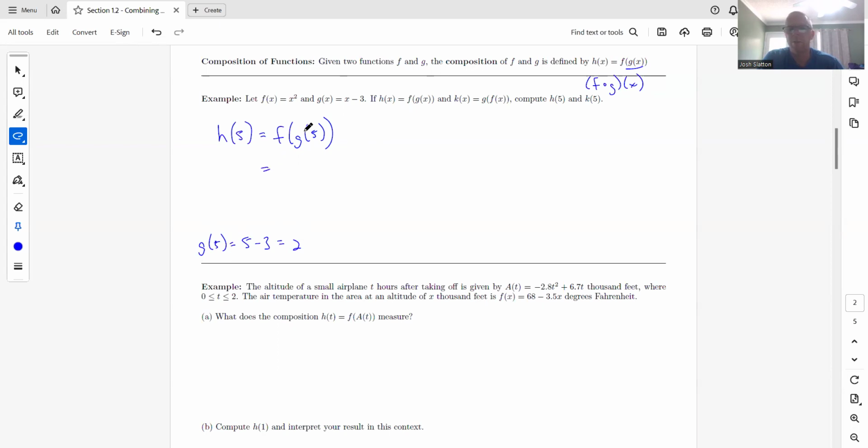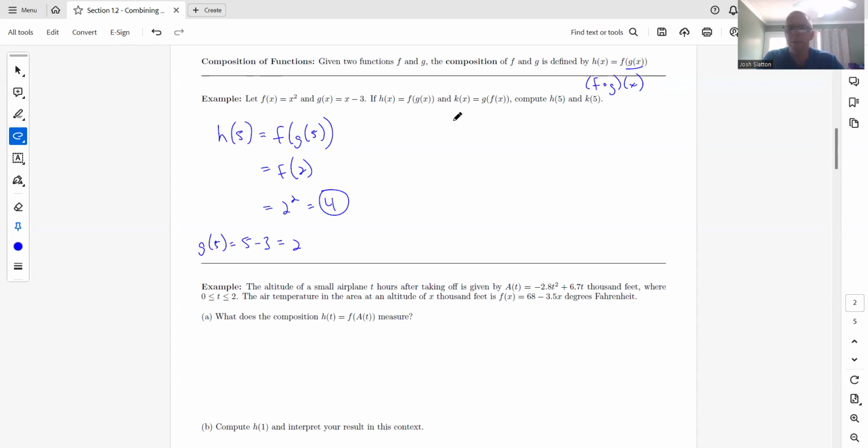So we need f of g of 5. g of 5 is 2, so we need f of 2. And then now we're going to plug the 2 into the x squared, so we get 2 squared. So h of 5 is 4. So you start at the right, plug in your x, and then work from right to left. And that will simplify down the answers.